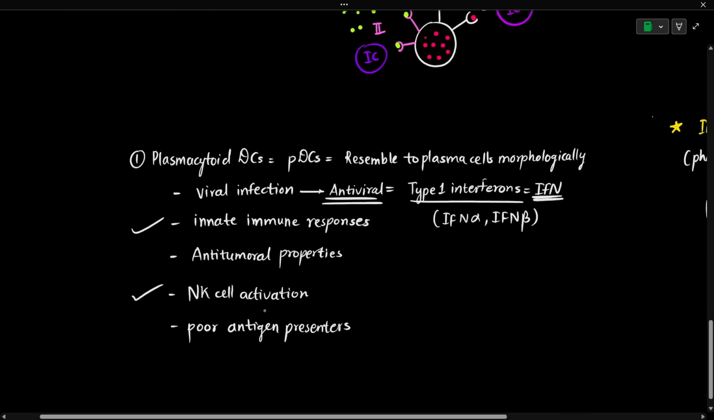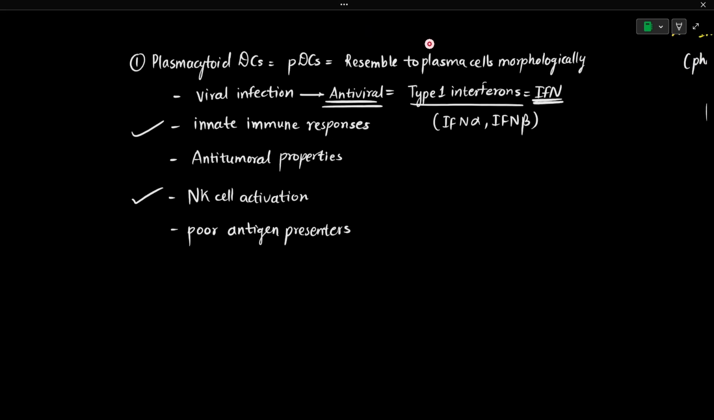And that is why the different types of dendritic cells also focus on different types of function. For example, the plasmacytoid dendritic cells focus on the generation of innate immune responses, the antiviral innate immune responses such as generation of interferon alpha and beta, and they also activate the natural killer cells. But they are poor antigen presenters.